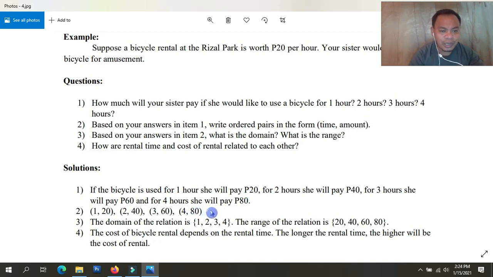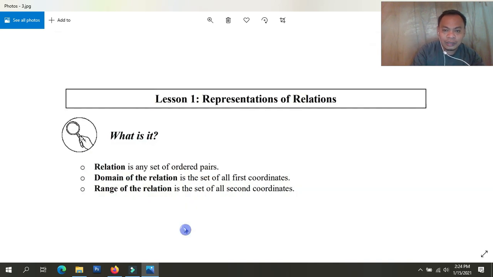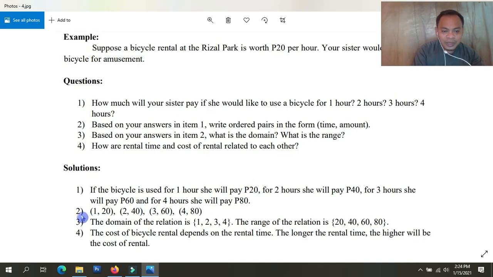And for question number 3, based on your answers in item 2, what is the domain, what is the range? So, the domain of the relation is the set of all first coordinates. So, if this is our ordered pairs, it means our domain is yung set ng lahat ng first coordinates. So, 1, 2, 3, and 4. Okay. Then the range is the set of all second coordinates. So, 20, 40, 60, and 80. So, this is our answer for question number 3.